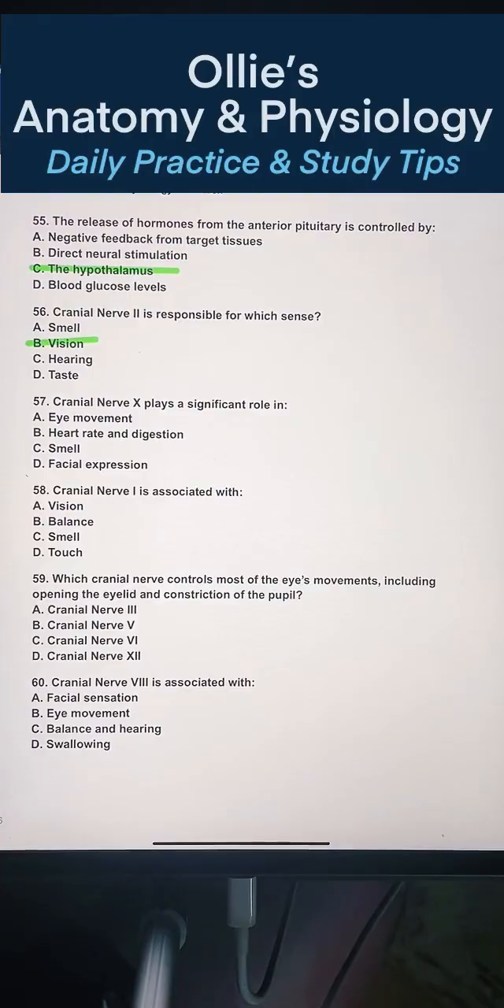Number 57, cranial nerve 10 plays a significant role in what?